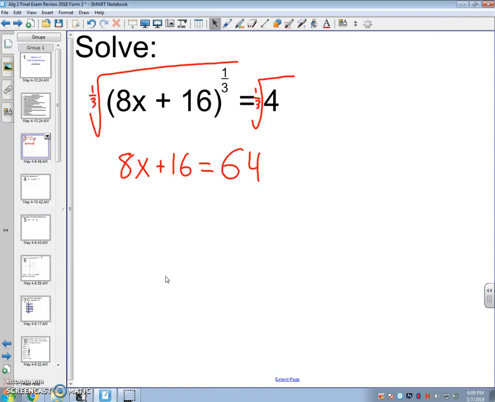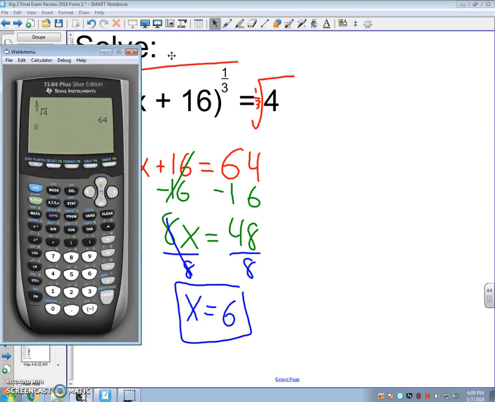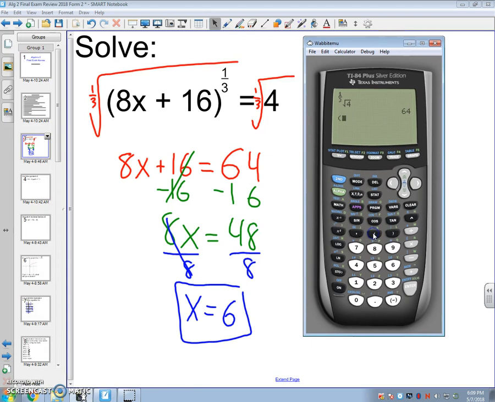From here, it's just algebra, it's now a linear equation. Get x by itself by moving that 8 and 16. Move the 16 first. And last but not least, get rid of that 8 by dividing by it. X equals 6. And you can plug this into x and see if both sides match 4. I will do that. So I have parentheses 8 times 6 plus 16 all to the 1/3 exponent. The left side is 4, the right side is 4, they're matching.